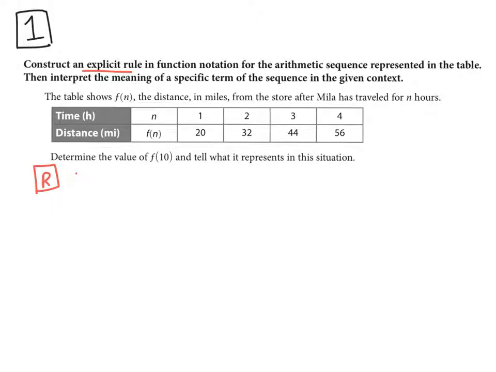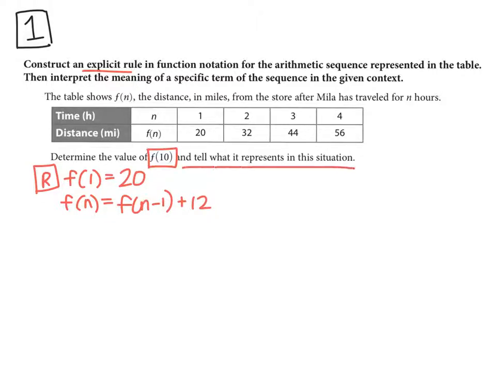So to write that in recursive notation, I'm going to say it starts at 1, so the first term, not 1, 20. And then I'm going to be adding 12 every time. So we write that as f of n equals f of n minus 1 plus 12, because that's the pattern that I'm following each time. Now, the question is asking me to determine the value of f of 10 and tell what it represents.